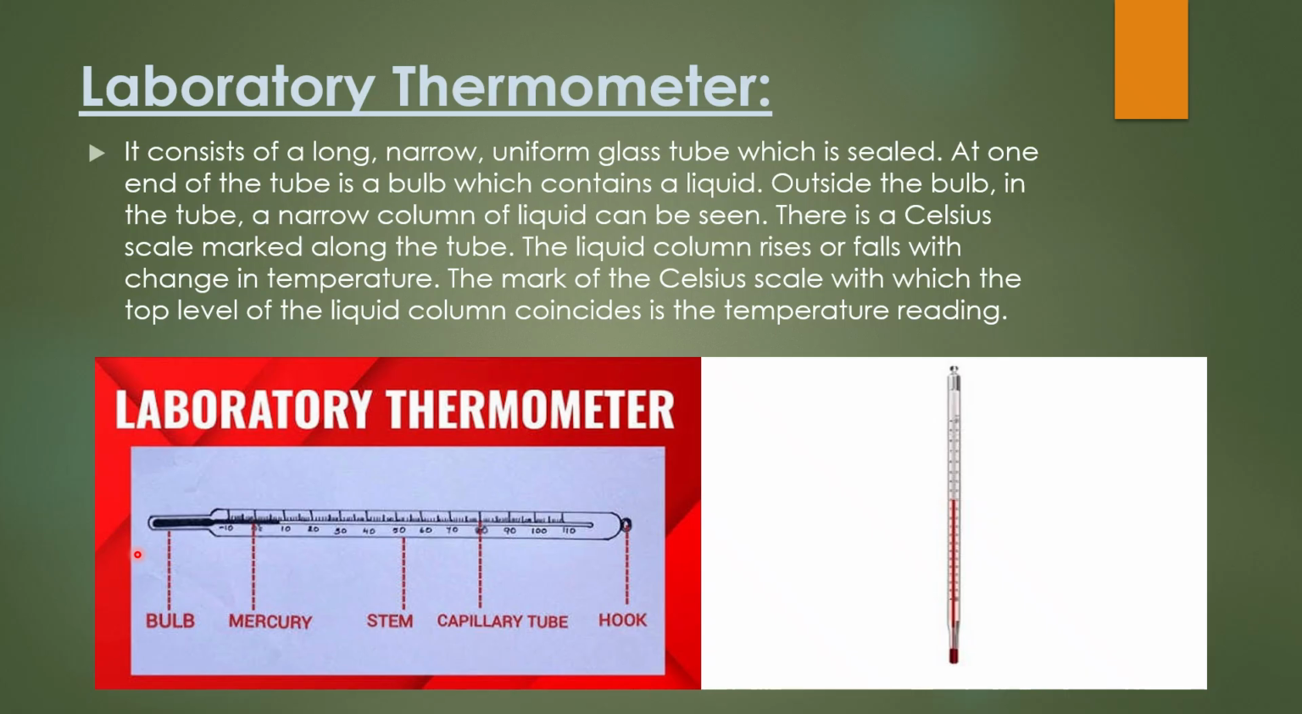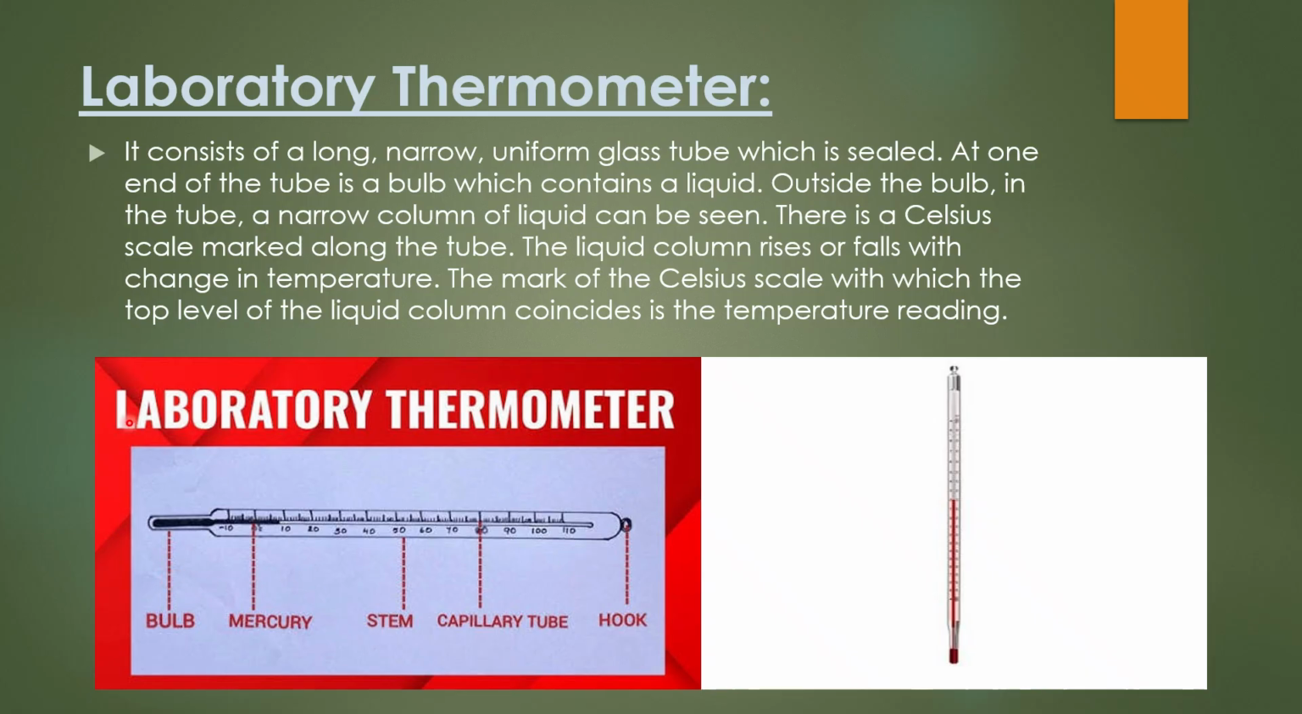There is a Celsius scale marked along the tube. These readings are in Celsius. The liquid column rises or falls as the temperature changes, which will give us the reading. The mark on the Celsius scale with which the top level of the liquid column coincides is the temperature reading.